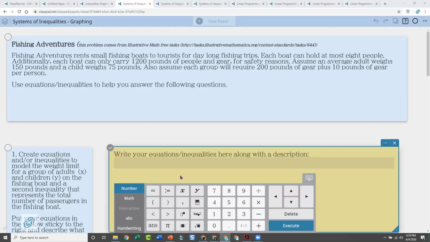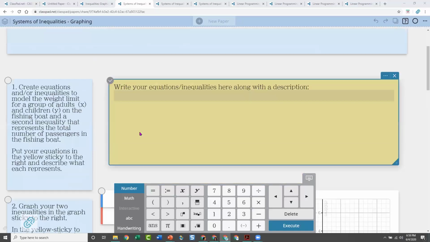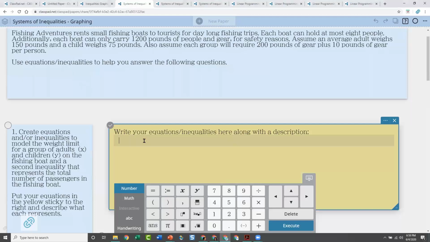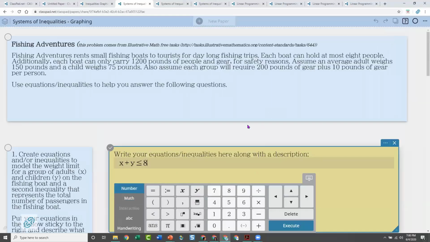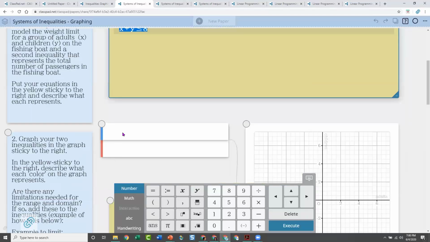All right, so we've got something from Tom, and actually I'm going to go right into the equation. So Tom is saying one constraint is X plus Y. So I'm going to assume X is going to represent our adults and Y is going to represent our children. So it has to be less than or equal to 8. So that's coming from this sentence right here. Each boat can hold at most 8 people. So you can't go over 8 people. So the adults and the children has to be less than or equal to 8. Anyone else? And so I'm going to just take that right now and plug that here.